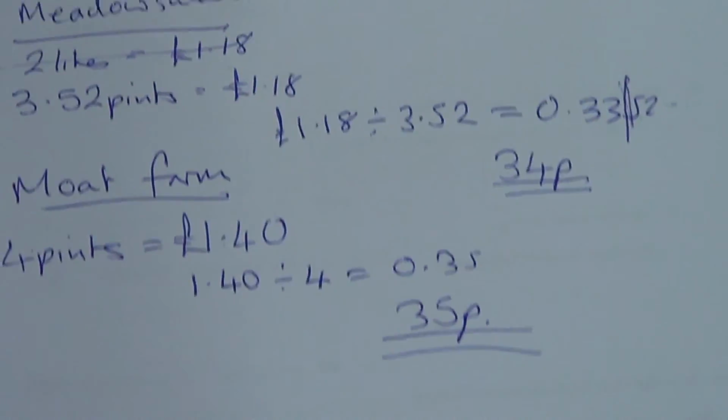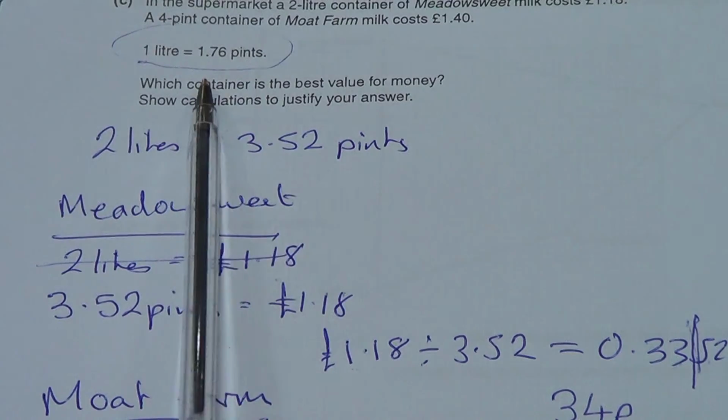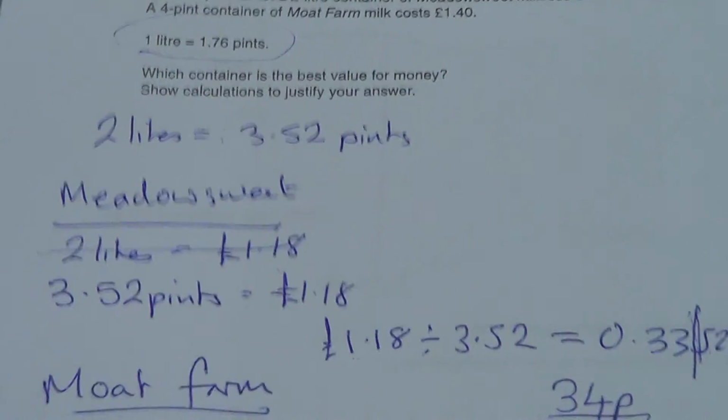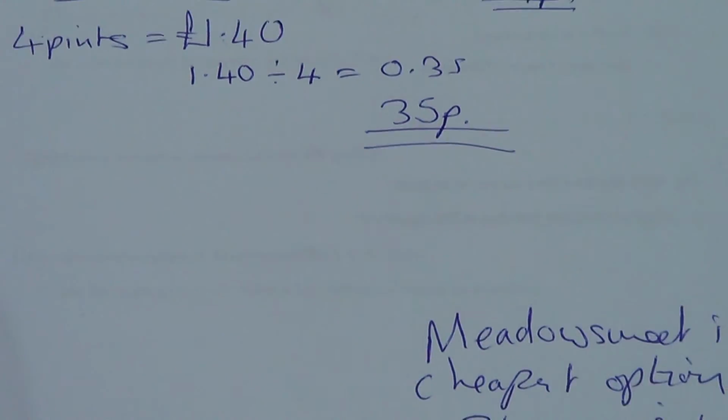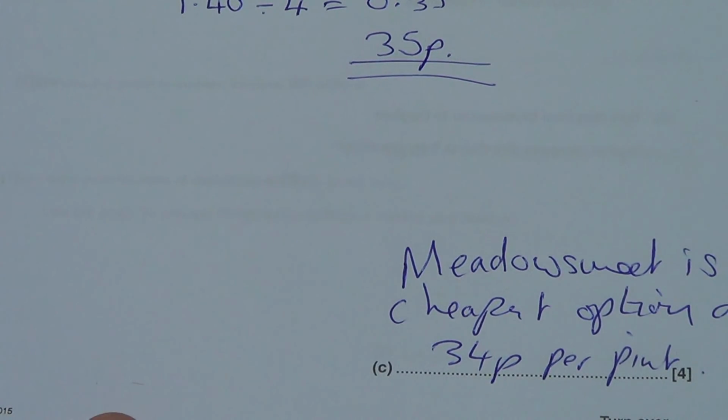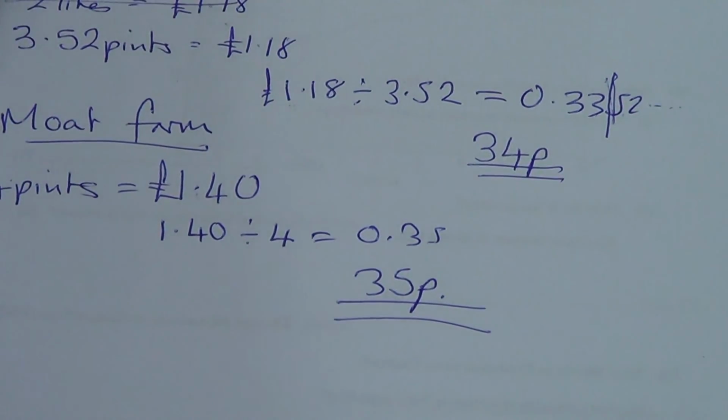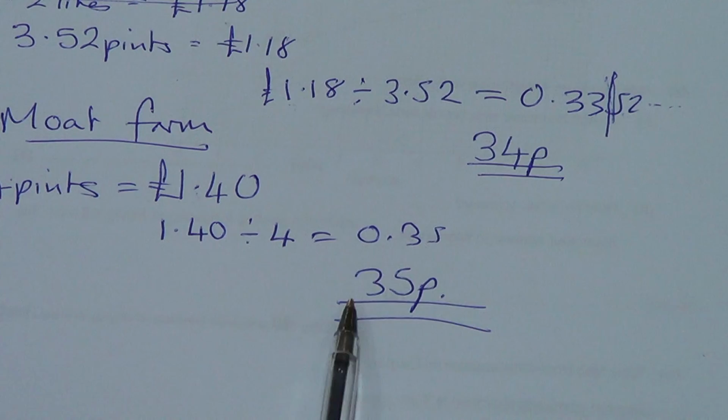Okay. It says show calculations to justify your answer. So if I'd just guessed Meadow Sweet was the cheapest, I wouldn't have got any marks unless I've got this kind of working out and it's clear which one's cheapest.